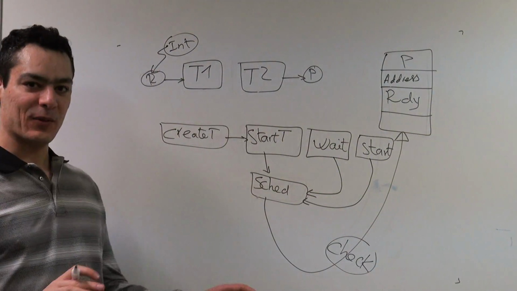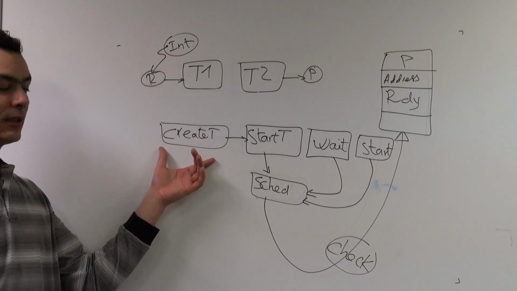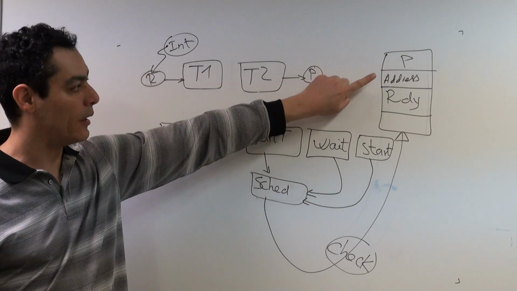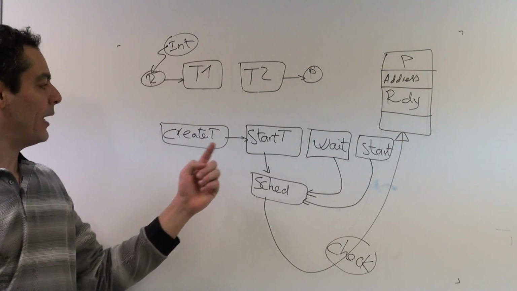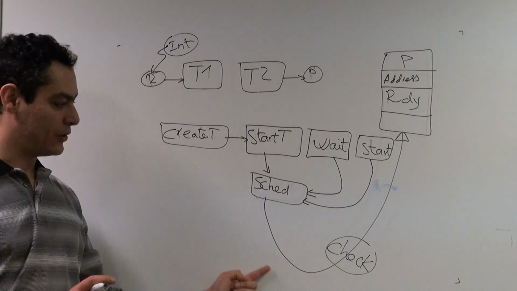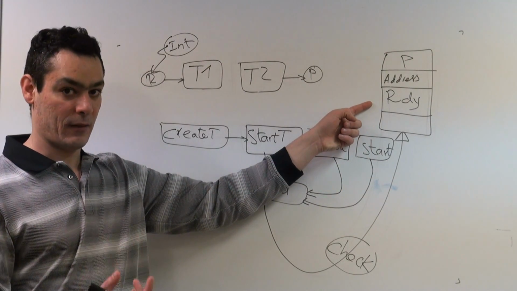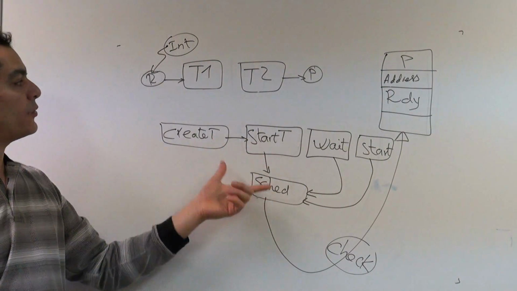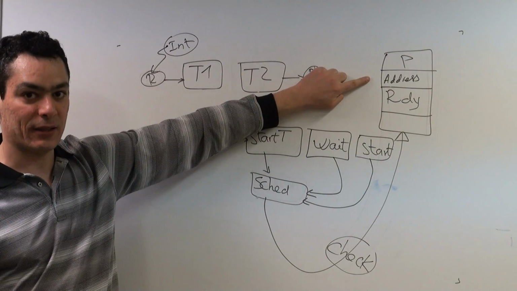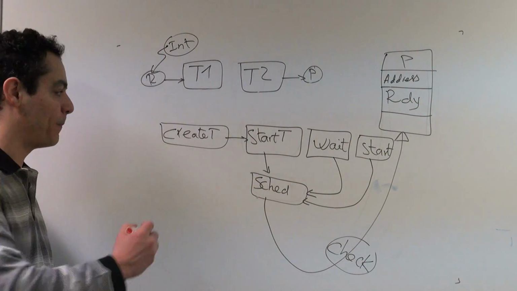Let's repeat it again to make it more clear. It works like this. Create task means building the table: the priority, the address, and the ready variable. After that, we start the task using the scheduler. The scheduler just checks the table using the priority and the ready variable. When he knows which one has to run, he's going to use the address to start it. These are the basic concepts of the real-time operating system.